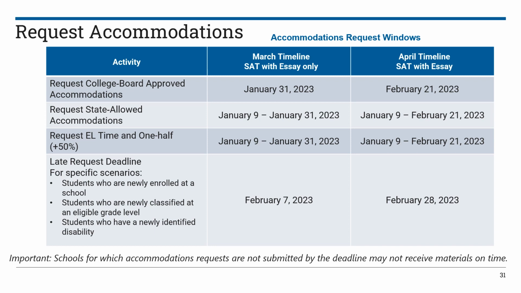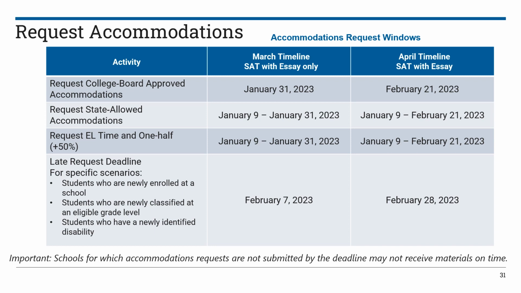The deadlines to request accommodations in SSD Online are as follows. The College Board Accommodations Request deadline is February 21st for schools testing SAT with Essay during the April primary administration, and January 31st for schools testing SAT with Essay during the March alternate primary administration. The State Allowed Accommodations and EL Time and a Half requests window is from January 9th through February 21st for schools testing SAT with Essay during the April primary administration, and January 9th through January 31st for schools testing SAT with Essay during the March alternate primary administration.